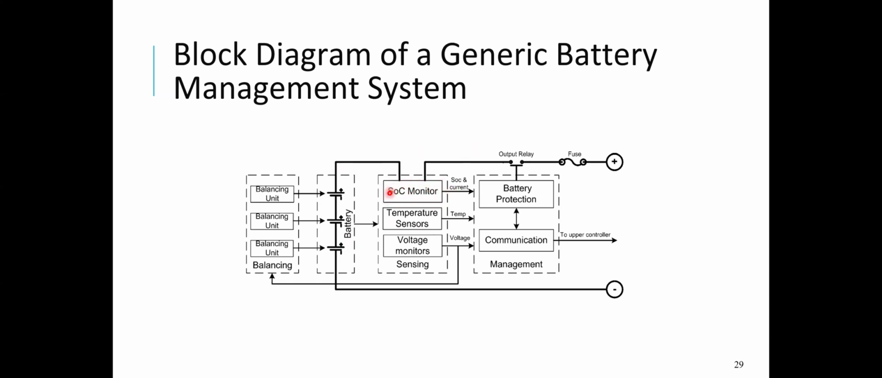That'll be used by the state of charge monitor. I will have a temperature sensor connected to one or more of the batteries. And like I said, I will measure the voltage and the current of the batteries. So the voltage monitors will be used for over voltage and over current protection. The voltage might also be used for the state of charge and state of health monitoring.